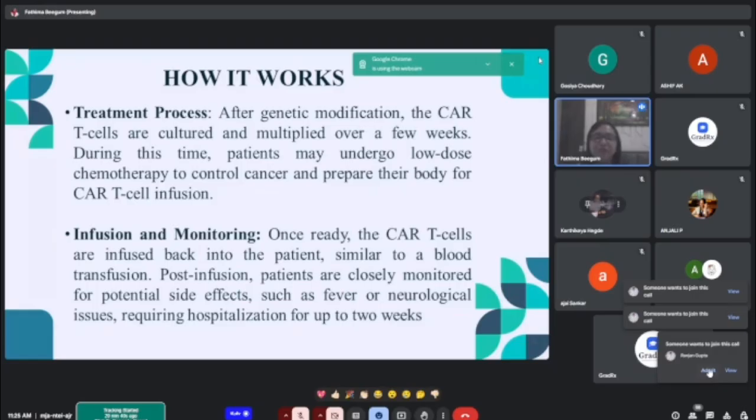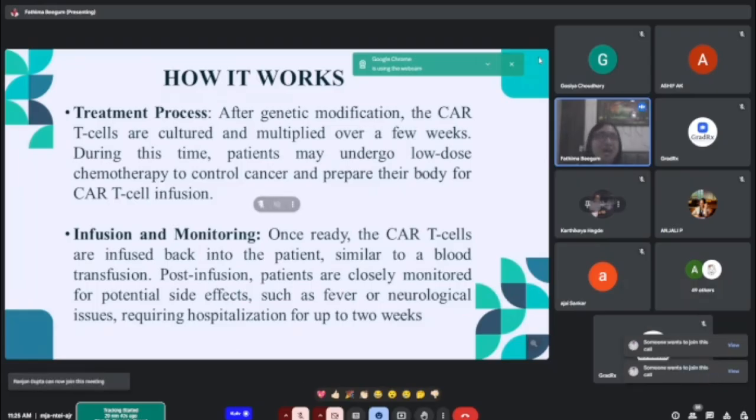After the infusion, there is a chance of systemic toxicity taking place sometimes. For example, cytokine release syndrome or neurotoxicity may take place. So the post infusion period has to be monitored.